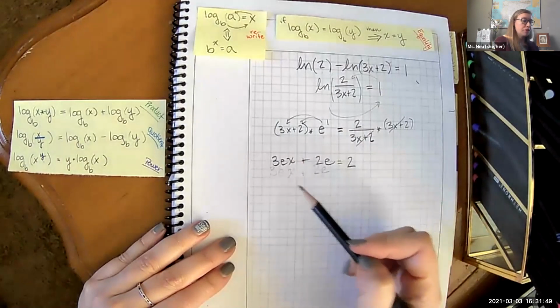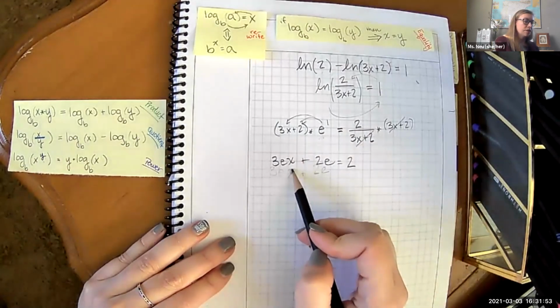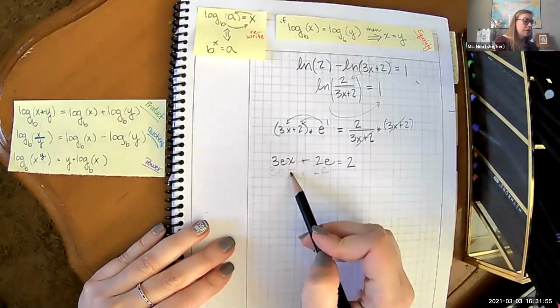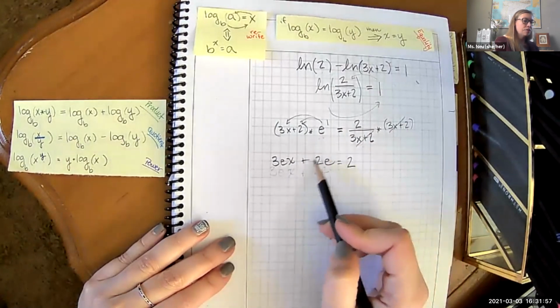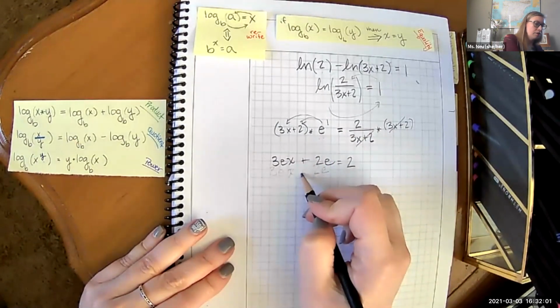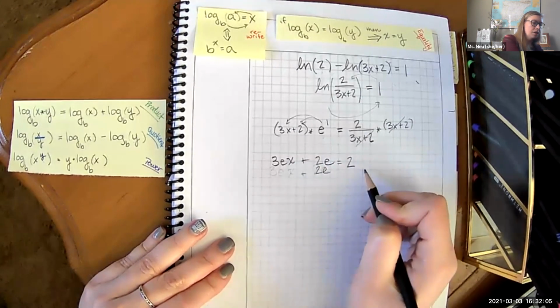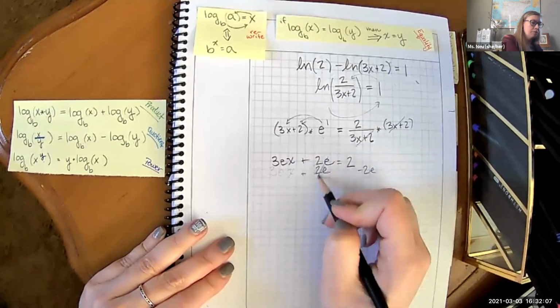So I just distributed the e throughout here, and I'm going for x. I'm trying to solve for x, right? So I want to get x by itself. This 2e is just a number, all right? So I can just move it over to the other side. I'm just going to move everything over to the other side. So I'm going to minus 2e, minus 2e, bye-bye.